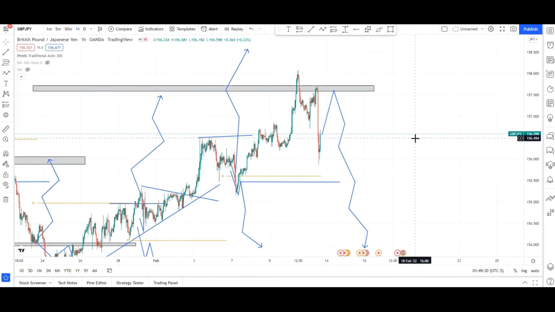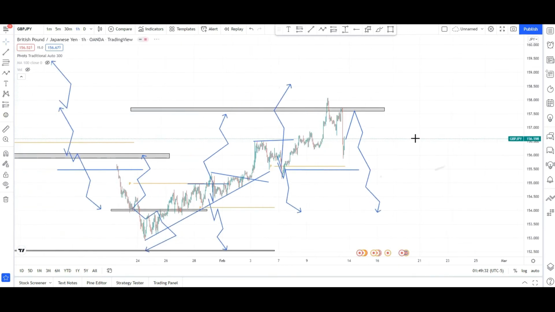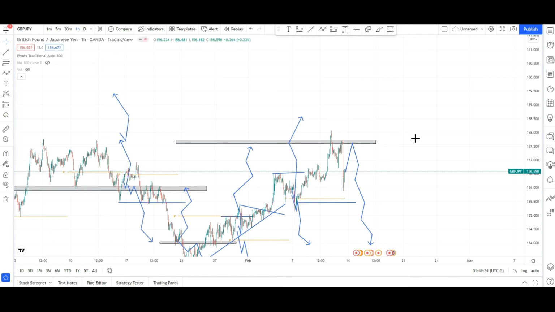Okay guys, now in the upside also we have to discuss what will happen. I will just shift this line. Okay guys, you can see how nicely it is making a pattern for us. You have to learn continuously.